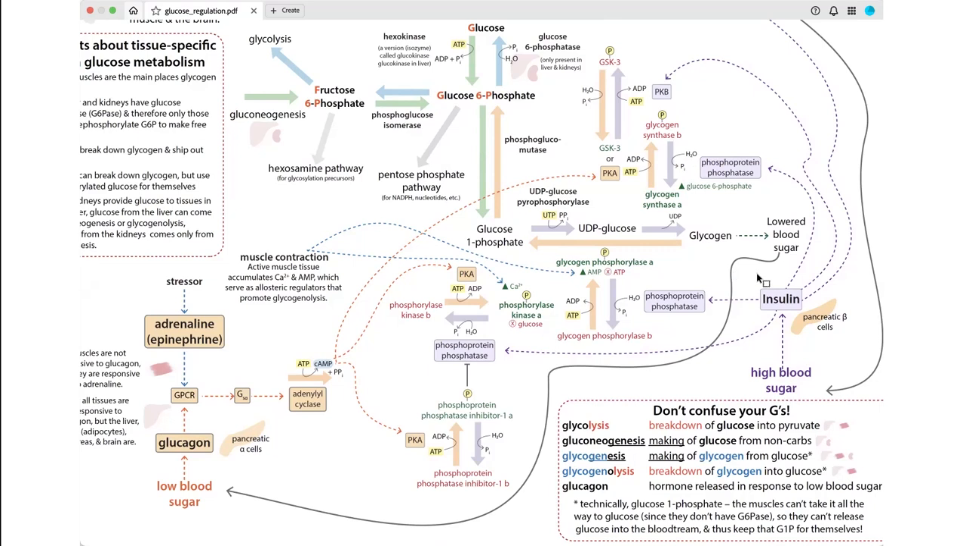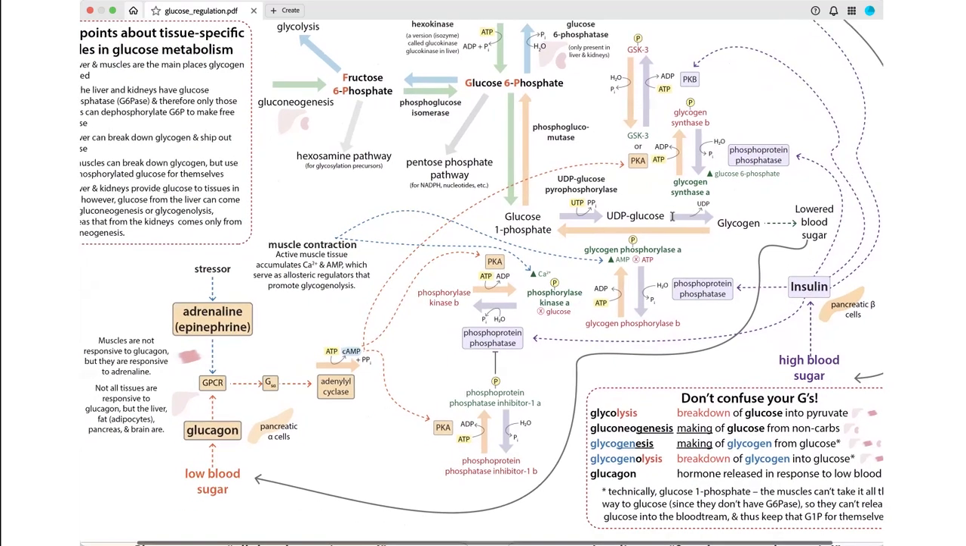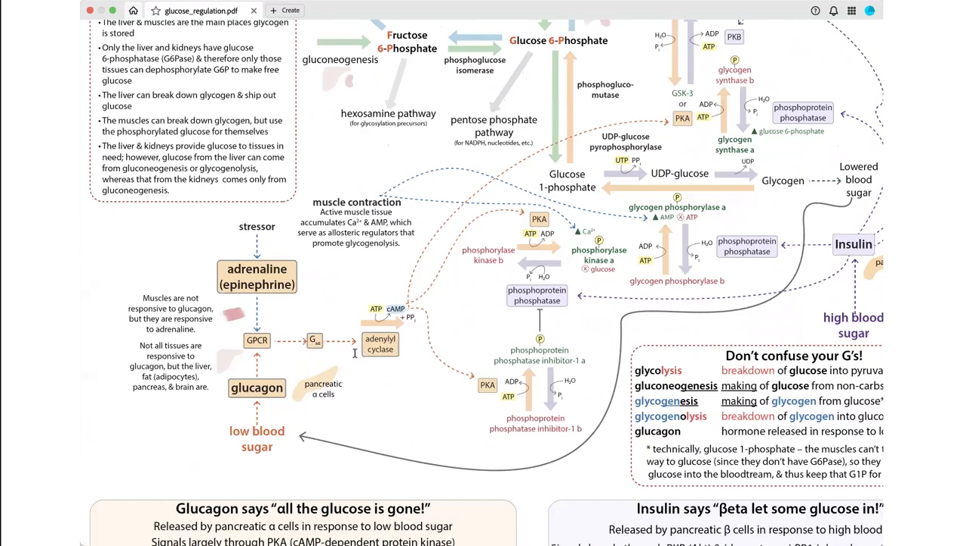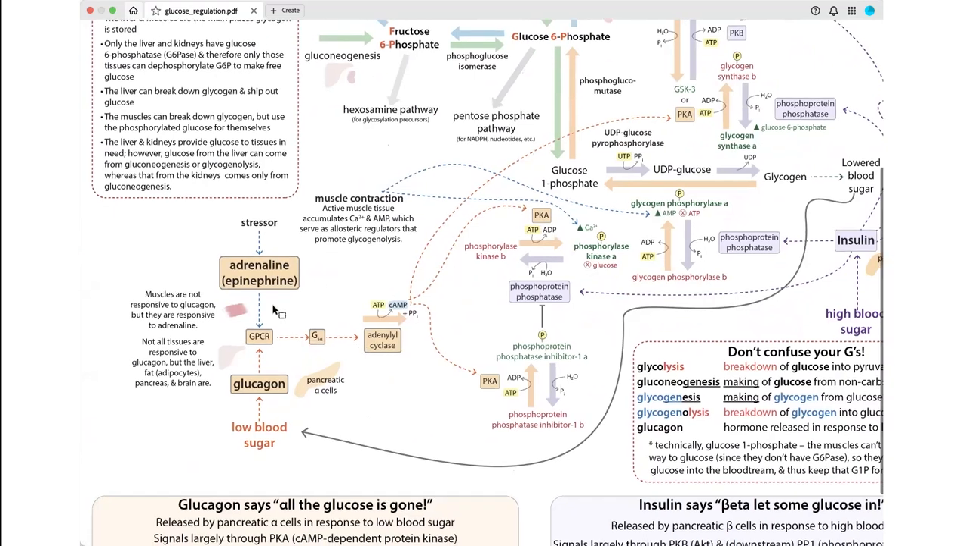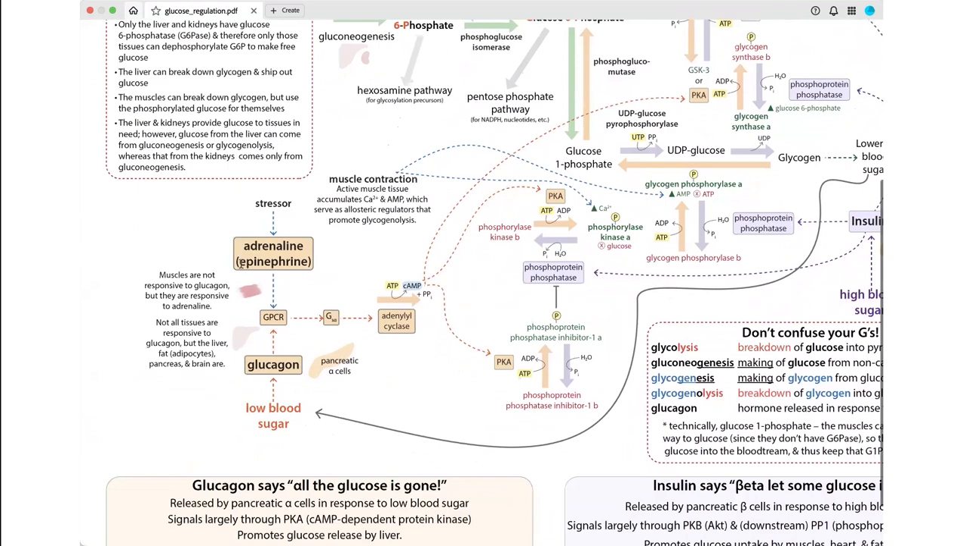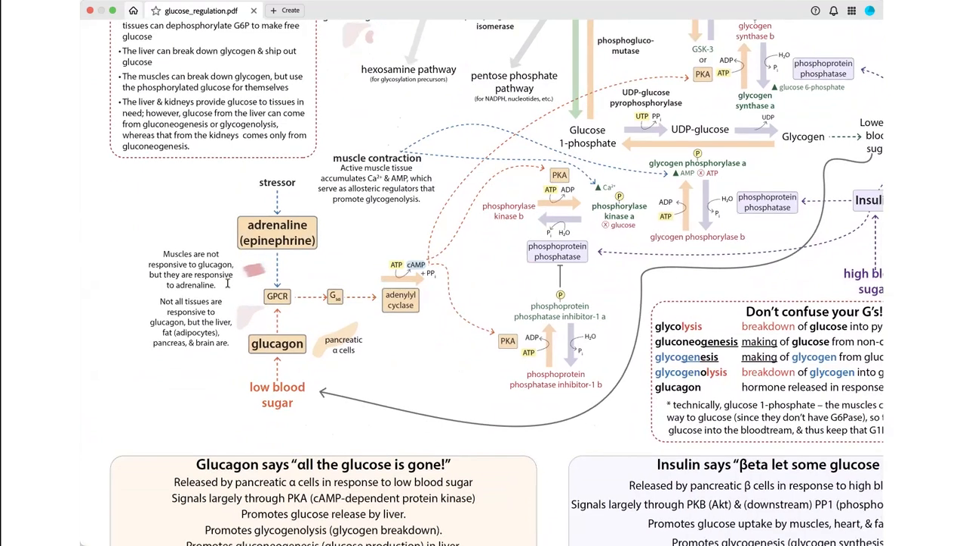So long story short, insulin is going to promote the dephosphorylation, and the glucagon or the adrenaline is going to promote the phosphorylation. One note here we'll get back to in a second is that we saw that both the glucagon and the adrenaline, or epinephrine, could be activating that G protein coupled receptor. And you might be wondering why.